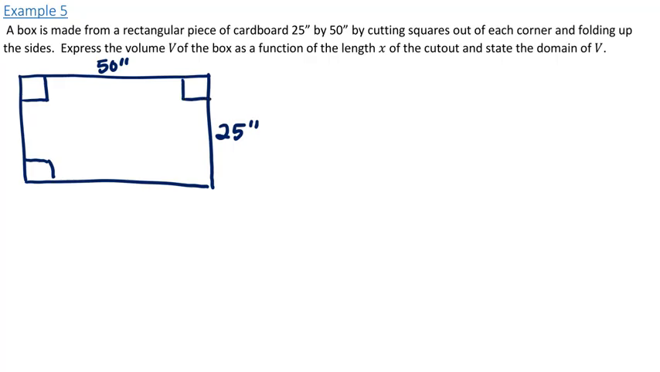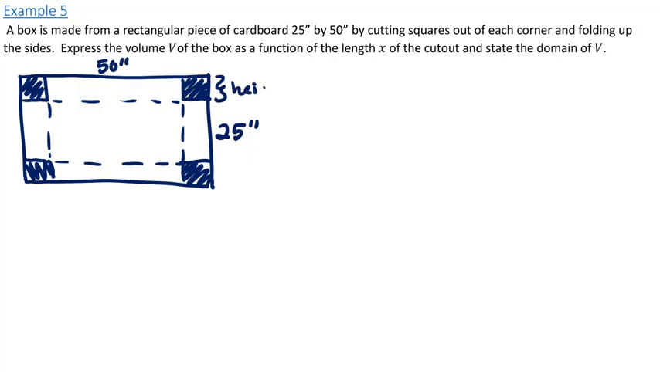And once we've done that, we fold up these remaining edges. That's what creates the box. So the dashed lines here are the folds. The corners are gone. If you fold up, then this becomes the height of your box. And this is the length of your box. And this is the width of your box, or vice versa on the length and width.